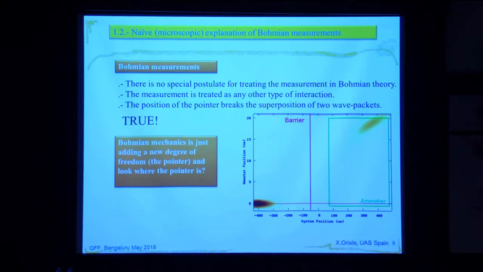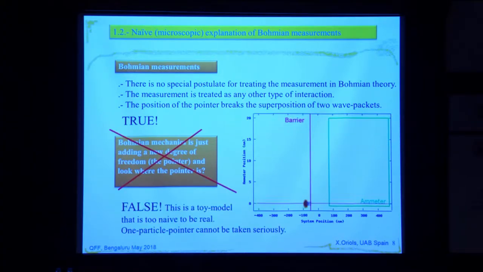But this is more or less what you see here, but then it seems that the pointer is just one degree of freedom, and it seems that by looking at this degree of freedom, if I look at this point here, I am able to reproduce exactly the trajectory. So this is very strange, and this is wrong. This is wrong because this is a very naive way of understanding what a pointer is. This is just a toy model, and a pointer has to be taken much more seriously than just one degree of freedom. And this is what I wanted to do now.